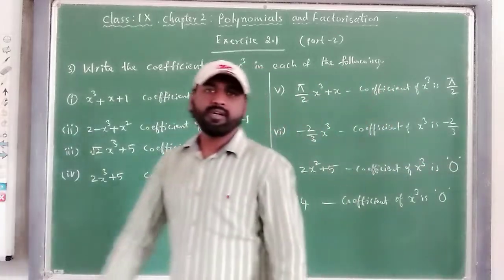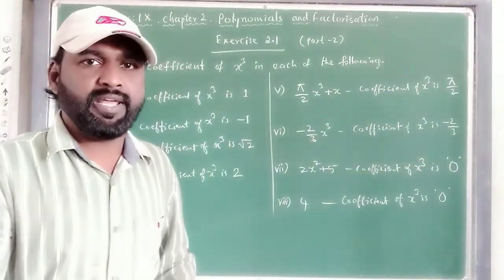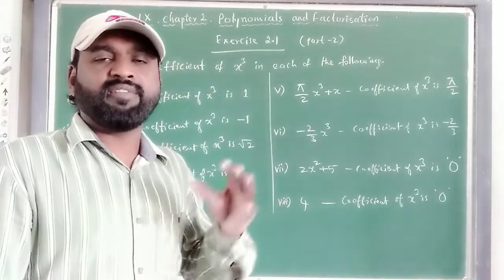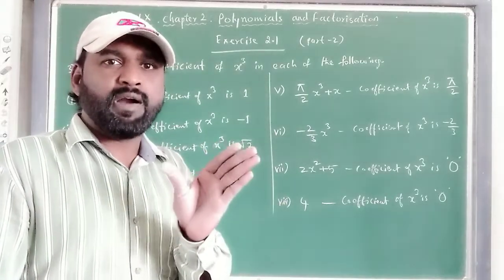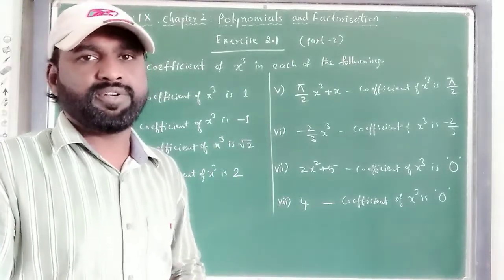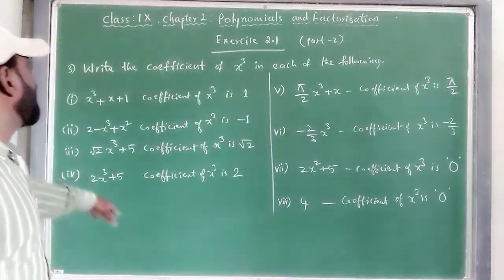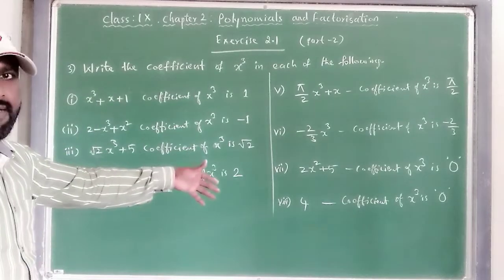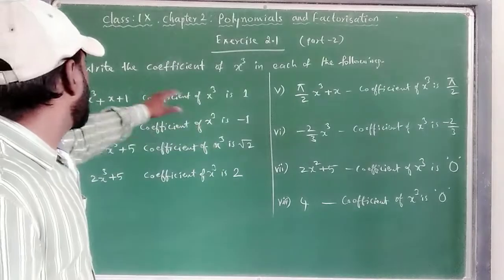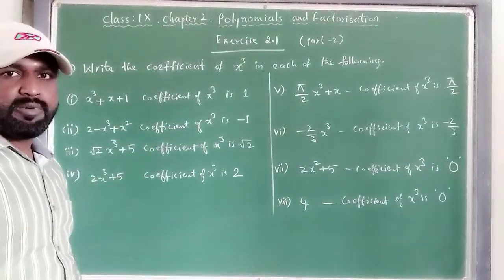Hope you all understood what is meant by the coefficient of any variable. Whatever variable is asked, to write the coefficient of it, what is involved is the integer which is written in front of it. That is called the coefficient. So hope you all understood by looking at all these expressions how to identify the coefficient of a particular term. Hope you all understood this question. Let us move on to the next question.